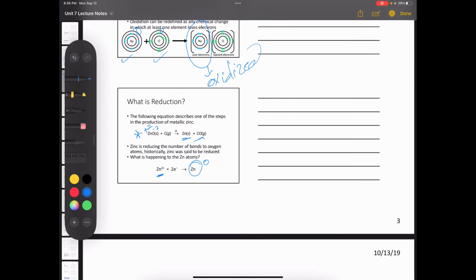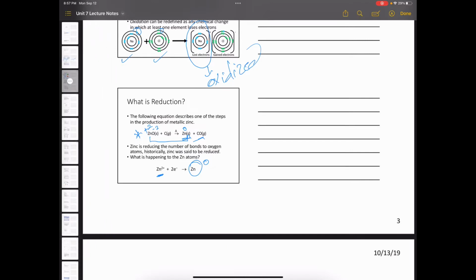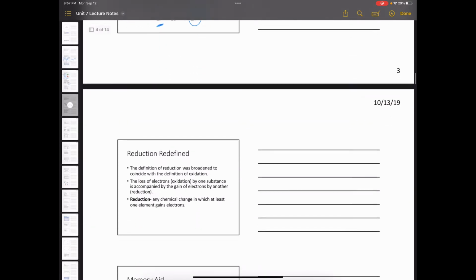It's a 0. So we notice that it went from a positive 2 to a 0 net charge, a neutral charge, okay? Which means coming from a deficit of two electrons, two electrons were gained to cancel out this two positive charge. So the gaining of electrons is said to be reduction. So zinc has been reduced.